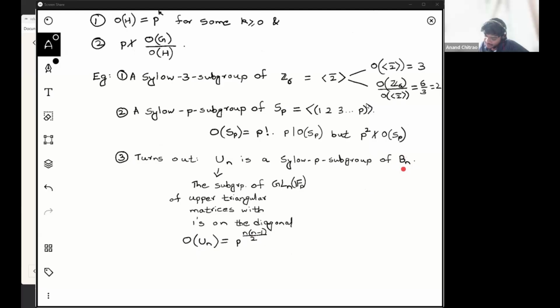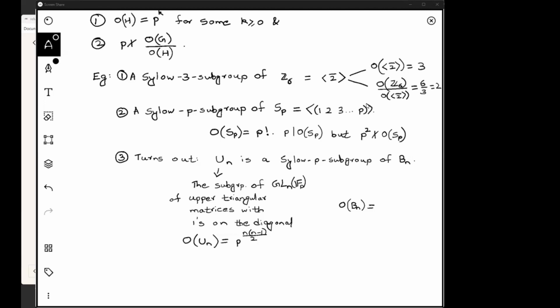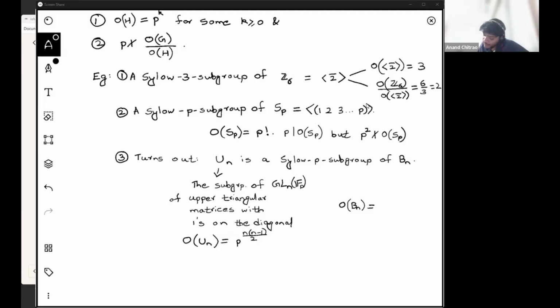What's the order of B_n? Does everybody remember what B_n is? It's the subgroup of upper triangular matrices. So what's the order? P to the power n into n minus 1 by 2, and no, P minus 1, right? On the diagonal, you only have P minus 1 things. So P minus 1 to the n, rest of it was correct: P power n into n minus 1 by 2.